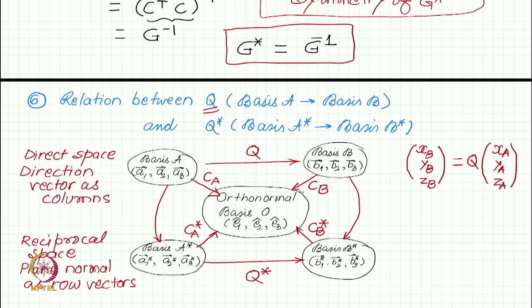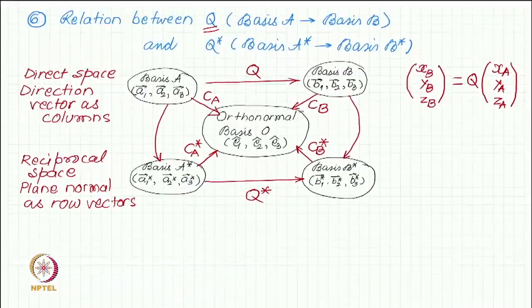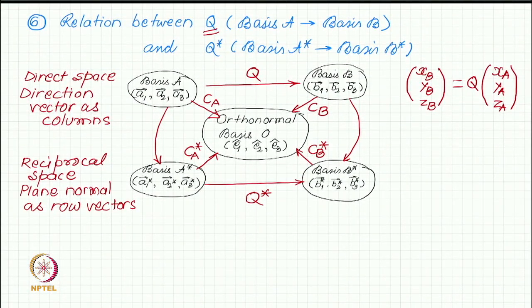What if we know the matrix which transforms direct space A to direct space B, what is the corresponding matrix Q star which connects reciprocal space A star to reciprocal space B star. So, let us do this exercise. Let us write this Q star. So, Q star will help us to go from A star to B star.